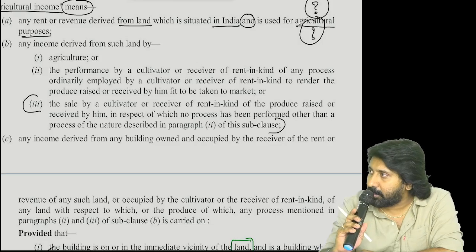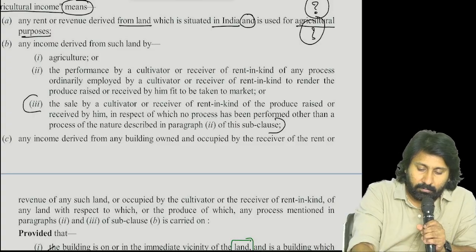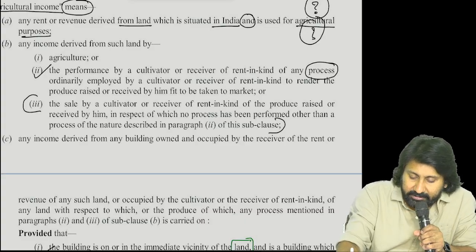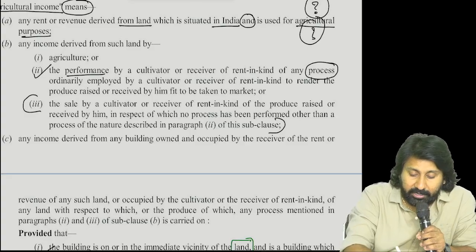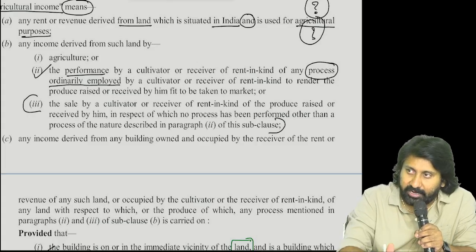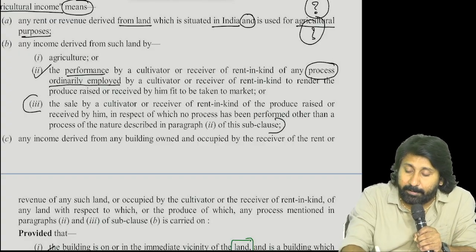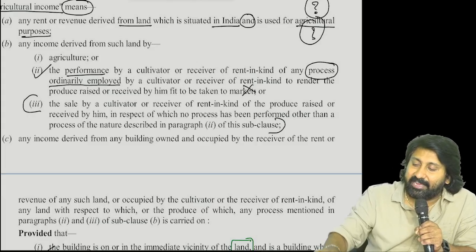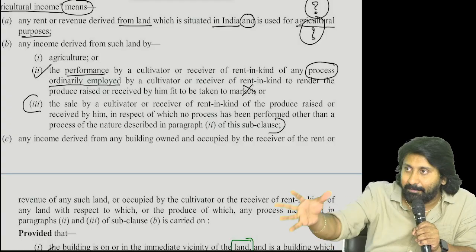Get the point or not? See, what is point 2 talking about? Any process is performed. What kind of process? A process ordinarily employed. Is it compulsory or optional? Without doing this, what will happen? No market is there for that commodity. Directly, when you take the cashew fruit, no one will buy.